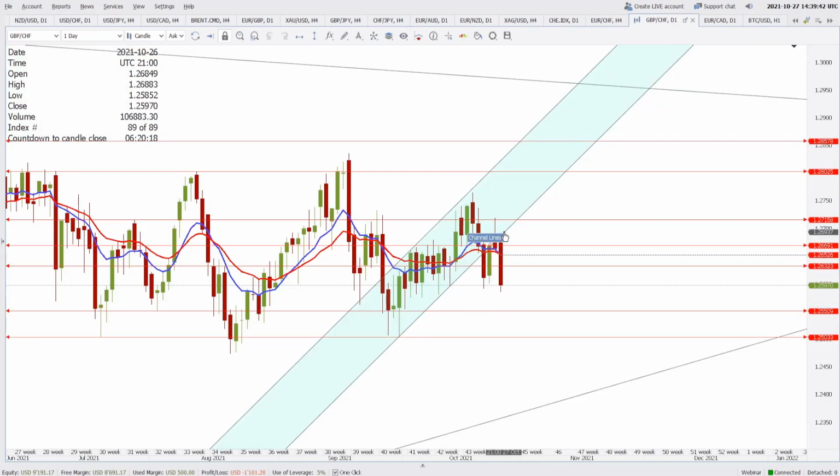Gbp CHF, looking very bearish, and maybe going to 1.2550. Price is trading between the support and resistance, so I'll just stay away from this market. 1.2632 is the resistance and 1.2550 is the support in Gbp CHF.